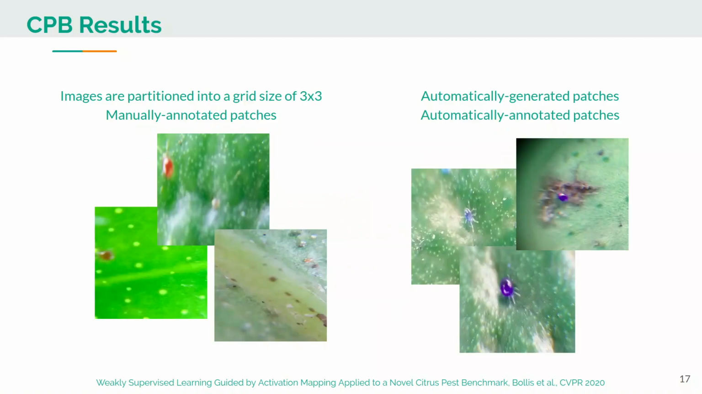Here we can see the difference between the grid created and the patches annotated manually, as well as the patches created and annotated automatically by our method. We evaluate the use of different sizes for patches generated manually and automatically to make proportional regions comparable.